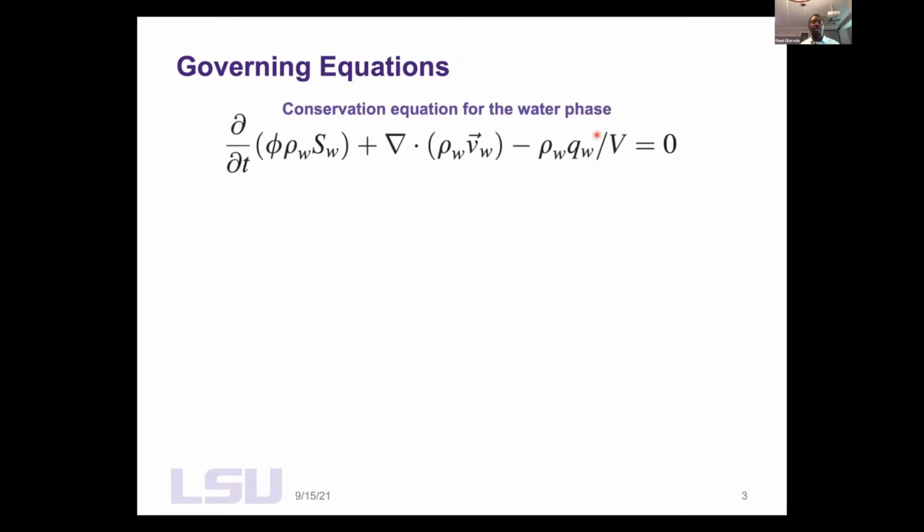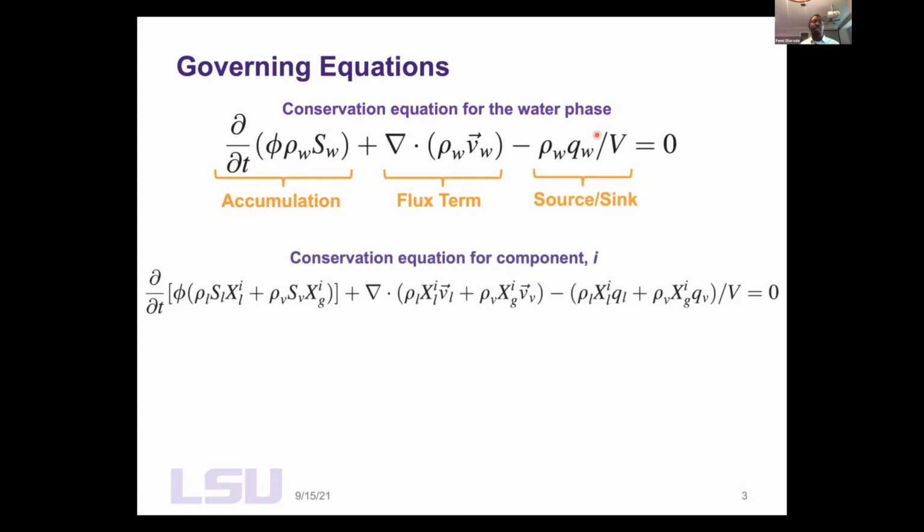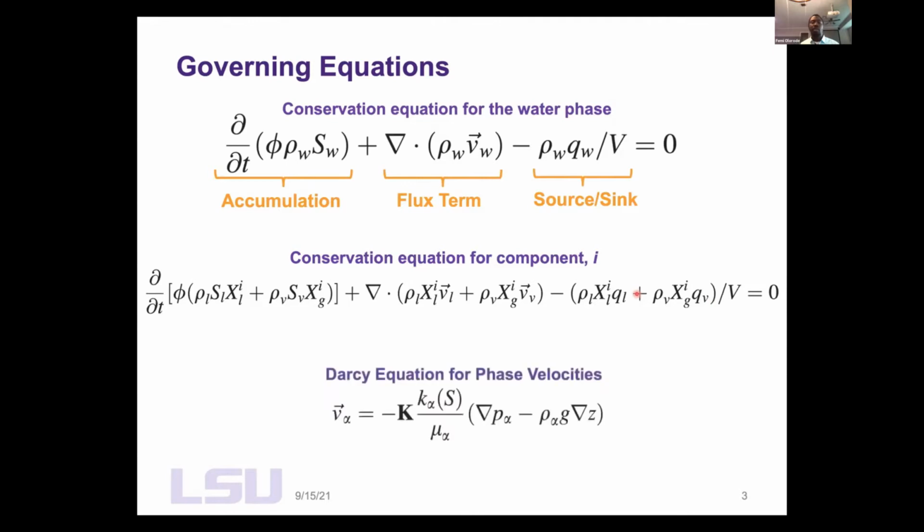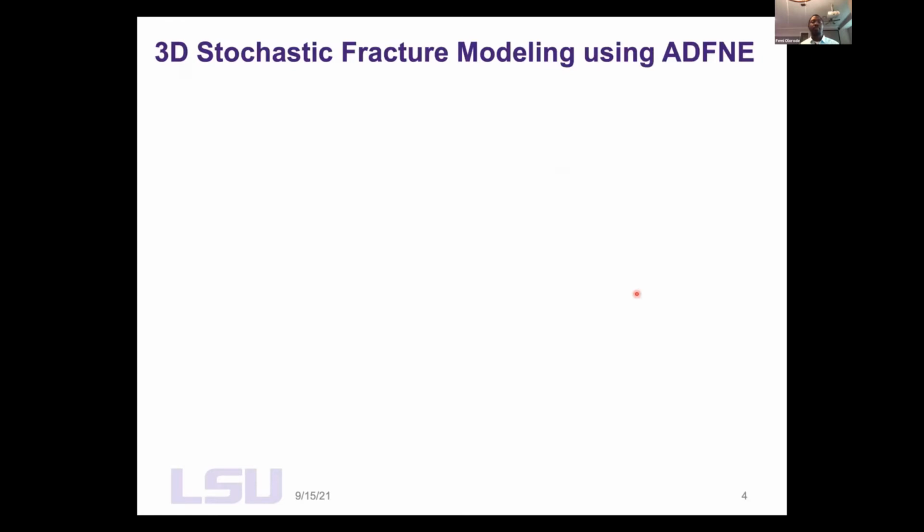This is for the water phase. The three terms are the accumulation term, flux term, and source or sink term. And we'll be modifying these in the demo section. So for the hydrocarbon components in the liquid and gas phases, the equation is similar. First term is also accumulation, second is flux term, this is the flux term, and this is the source or sink term that can be used to model the well. This is the Darcy equation for the velocity.